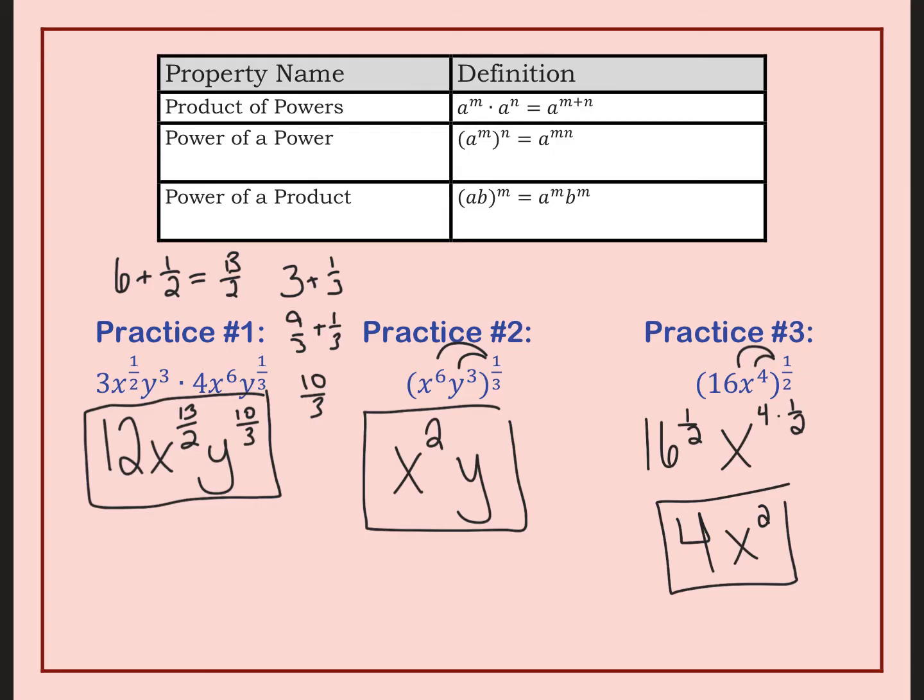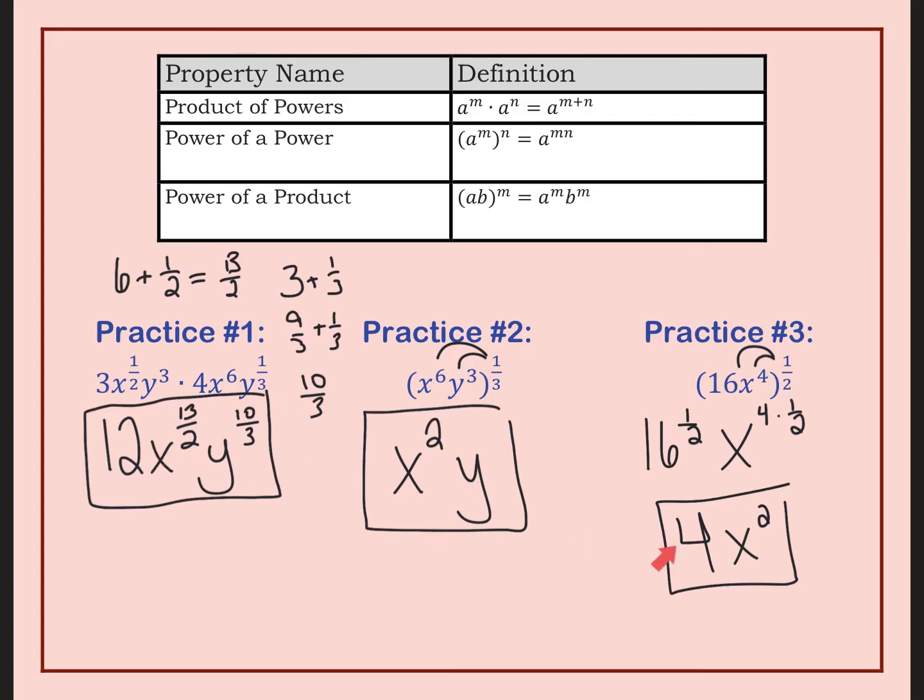Okay, here are the answers. Now, I don't know what I was thinking on practice number 1. In my mind, I guess we were multiplying, but remember, we are actually going to add the exponents. So my bad, we had a whole number plus a fraction. 6 plus 1/2 is equal to 13/2. And for the y values, when I added them, I had 3 plus 1/3, which was 10/3.